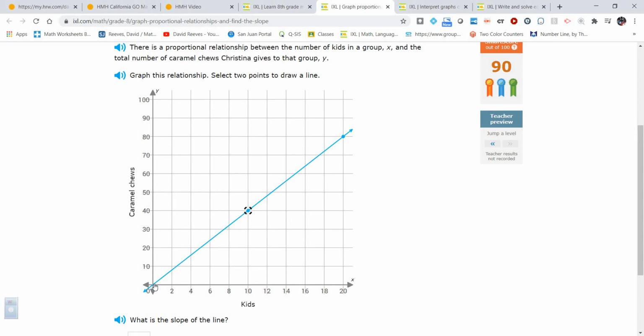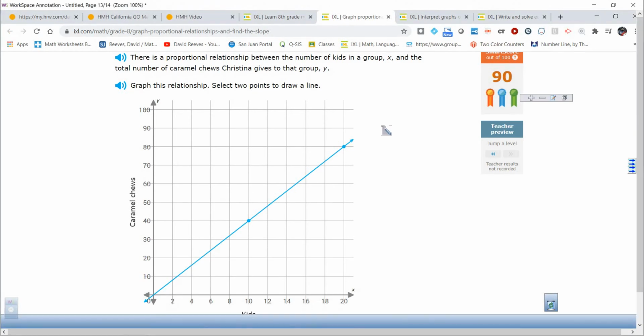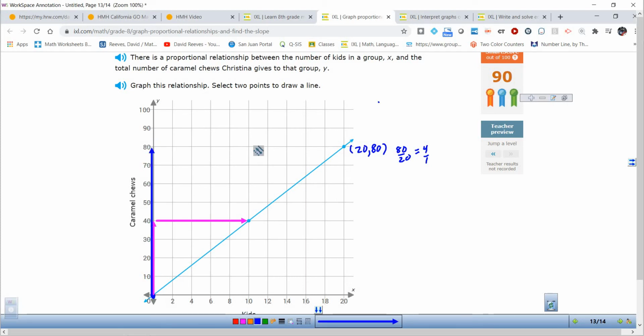Also, you can see that when I did it, this goes through 0, 0, which means this is a proportional relationship. So just again, let me go over what we had here. We knew that there was the point which was 20, 80, right? So we knew the ratio, 80 to 20, the ratio was 4 to 1, right? If 0 kids showed up at her house, she would give out 0 pieces of candy. So if we're looking at the slope, this is the one I did, right? If we looked at the slope for the whole thing, it would go there, right?